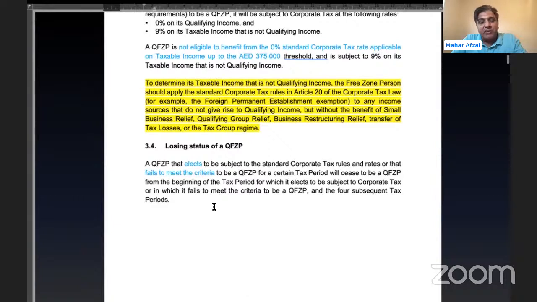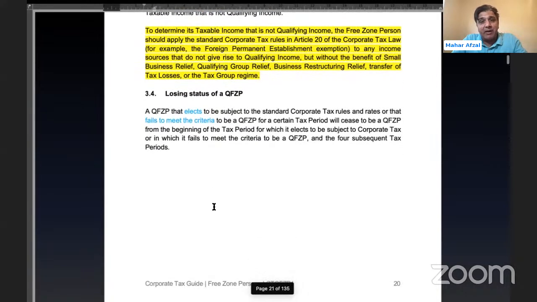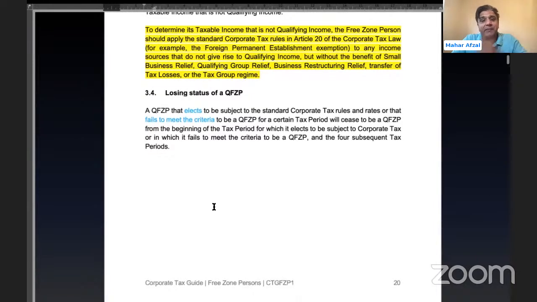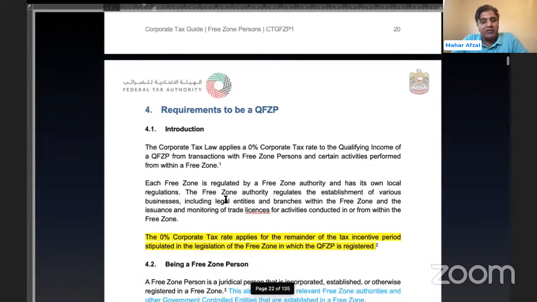Losing status of a qualifying free zone person. If you lose the status, you cannot become a qualifying free zone person again in the current period and the next 4 periods. The important thing here is that by default, a free zone person will be assumed to be a qualifying free zone person. If you don't want to be a qualifying free zone person, because if you are one, relief will not be available. Small business relief will not be available. Other reliefs will not be available. If you want to become a taxable person, you will have to apply to the FTA. Otherwise, by default, you will be assumed to be a qualifying free zone person.